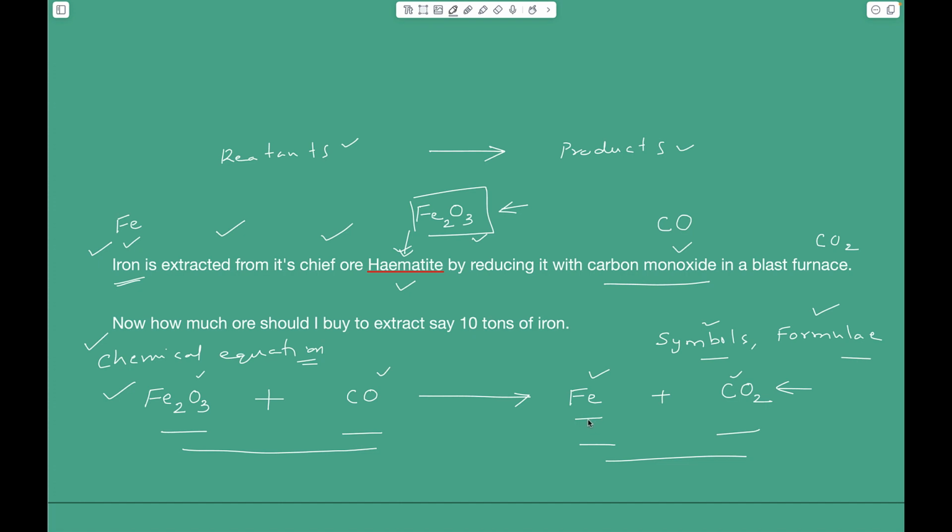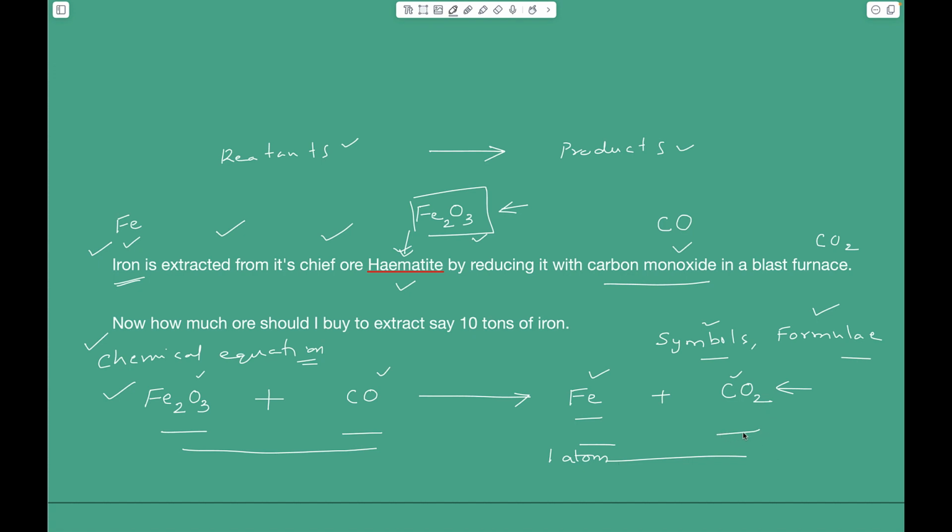What is a chemical unit of a substance? It is the smallest amount of that substance that you can have. What is the smallest amount of iron that you can ever have? It is one iron atom, right? Anything smaller than that is not iron. So the smallest amount of iron you can have is one iron atom. So that is the chemical unit of iron. Iron is composed of iron atoms, separate iron atoms.